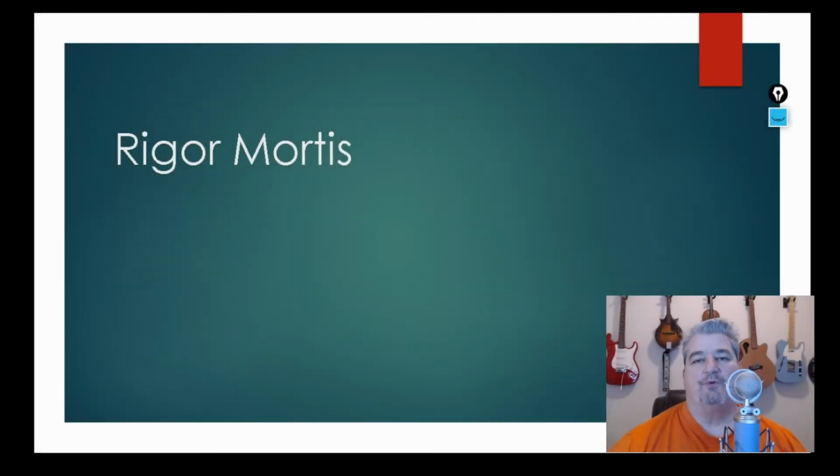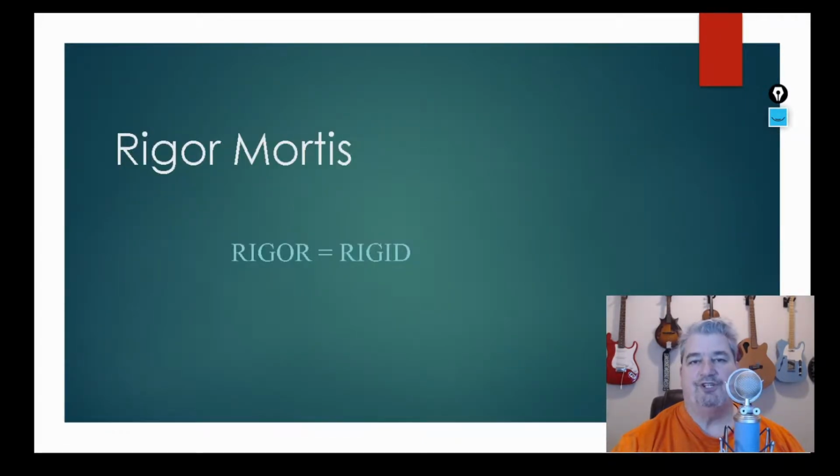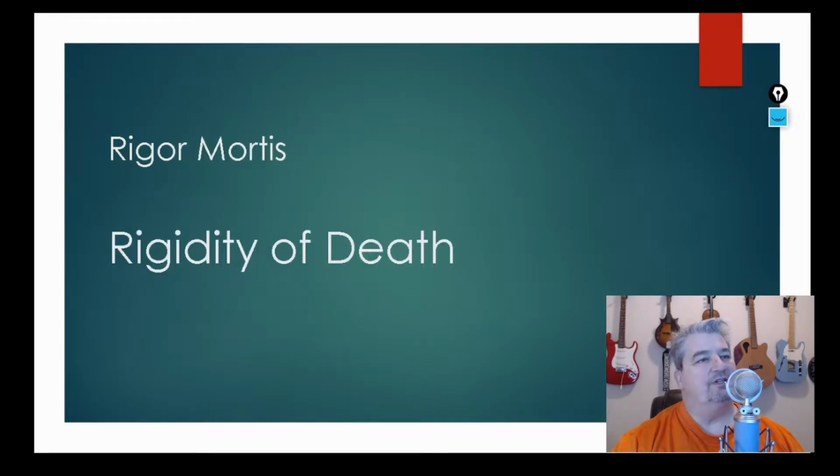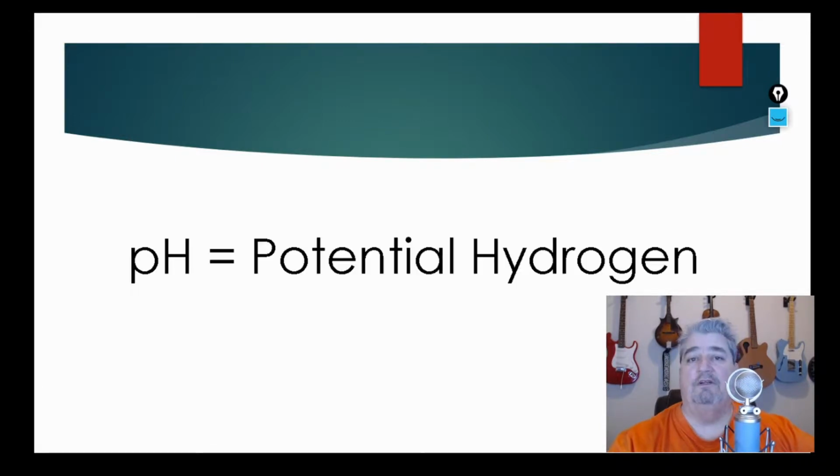To understand what rigor mortis is, unfortunately, we have to look at some Latin. Rigor is the Latin word for rigid. Mortis is the Latin word for of death. So together, rigor mortis is the rigidity of death. pH, though, is actually an abbreviation of potential hydrogen. That's English, in case you did not recognize it.